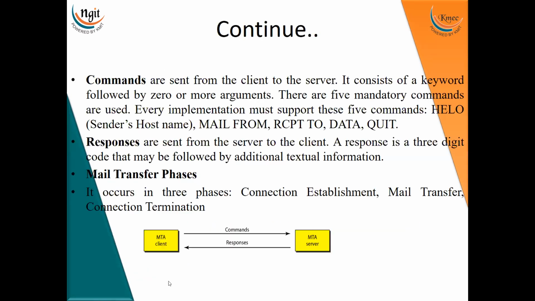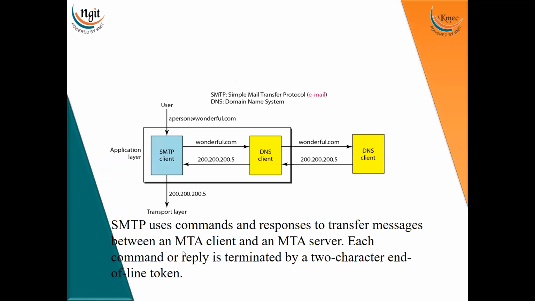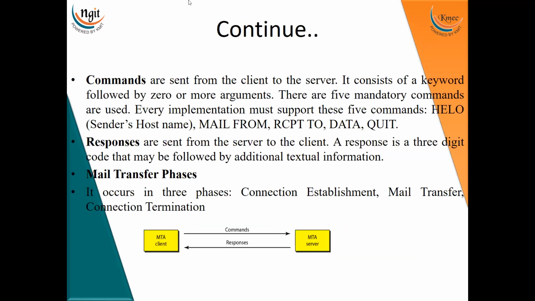In MTA client and server communication, we send a request in the form of a command, and the MTA client will get the response. Each command or reply is terminated by a 2-character end-of-line token. The commands are sent from the client to the server, consisting of a keyword followed by zero or more arguments.